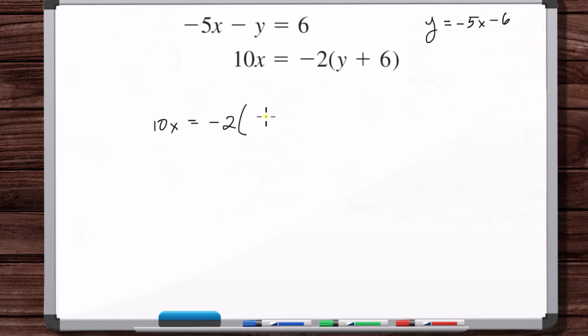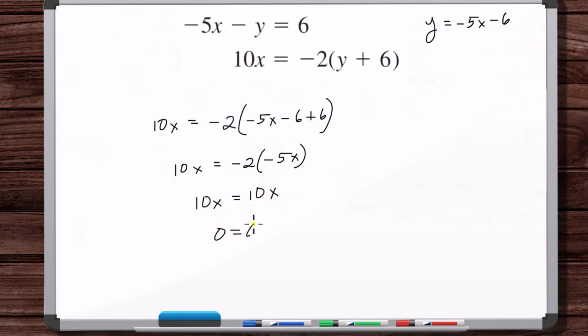So minus 5x minus 6 plus 6. So 10x is equal to minus 2 times minus 5x, because minus 6 plus 6 is 0. So 10x is equal to minus 2 times minus 5x, which is 10x. So dividing both sides by 10x or subtracting 10x from both sides.